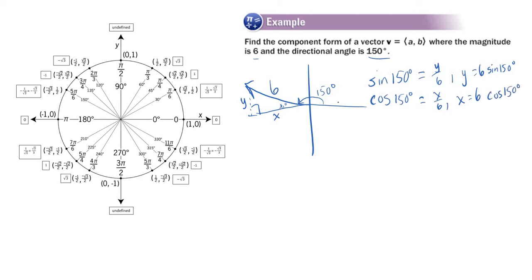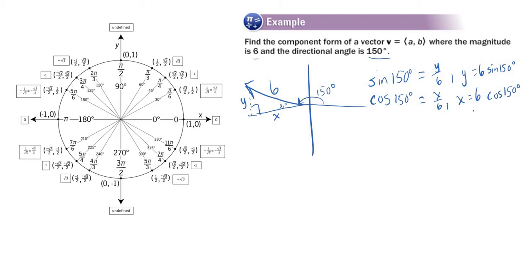Now don't let the 150 bother you. I could have put 30. The only thing the 150 does is automatically build in a negative for my x component. If you look at 150 over here, of course my cosine's negative, right? We're in the second quadrant. Sine is still positive. So you could do it either way. You just need to be careful with your signs.